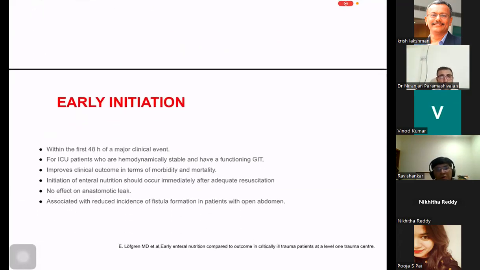According to Lofgren MD et al., initiation of nutrition early, within 48 hours after a major clinical event, in patients who are hemodynamically stable and have a functional GIT, gives a good outcome in terms of morbidity and mortality. It also reduces the incidence of fistula formation, and there is no effect on anastomotic leaks.